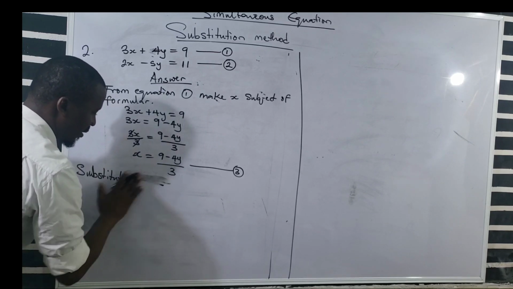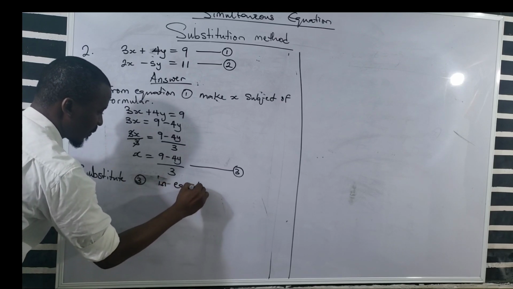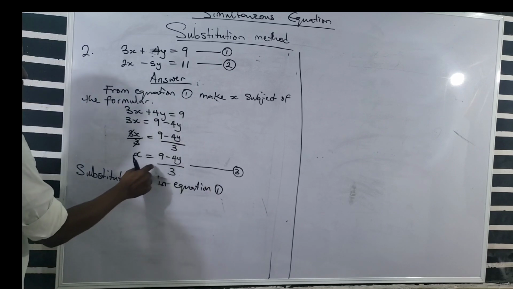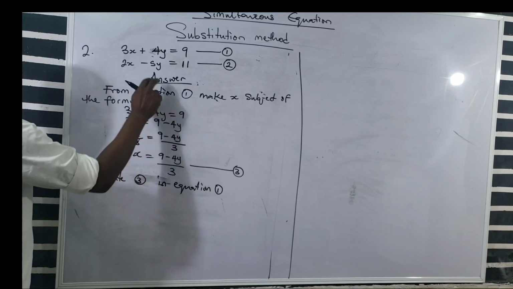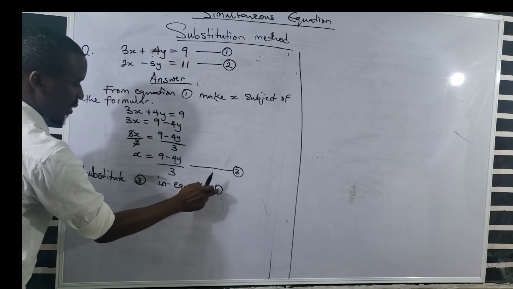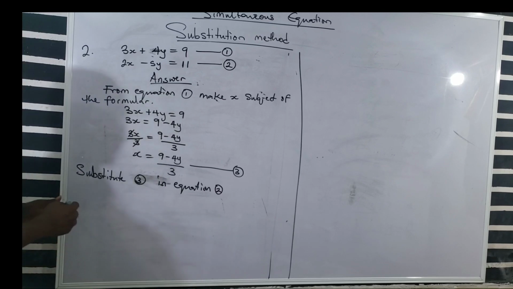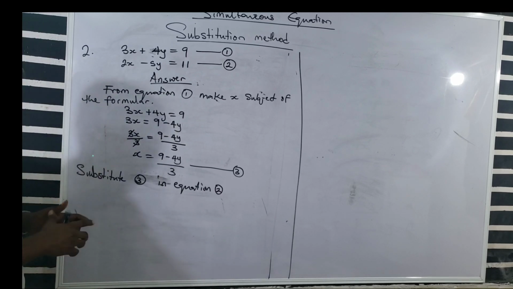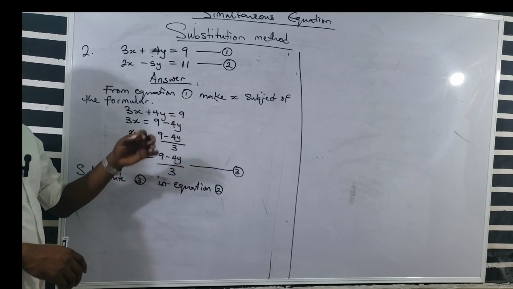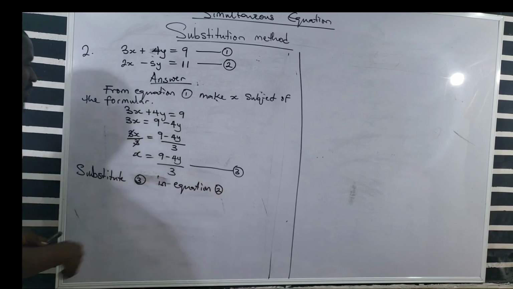Okay, substitute 3 in equation 1. So put 3 in equation, not 1. We can't put in 1 because we got 3 from 1. So we must put it in the second equation. Remember what I said, when you get it from 1, you cannot put it back in 1. So you have to put it in what? In the second equation. So we put it in 2.